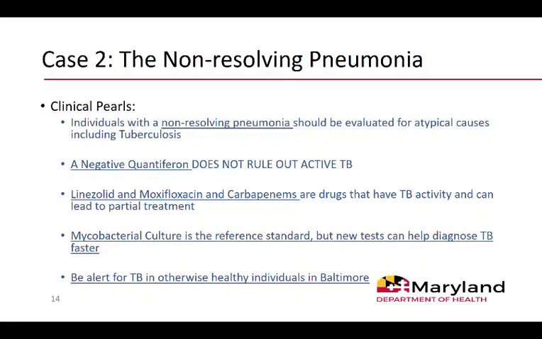This case also illustrates the fact that conventional antibiotics can sometimes have activity against mycobacterial pathogens. Linezolid, moxifloxacin, and carbapenems are all drugs that do have TB activity and can lead to partial treatment. And in many cases, this can lead to delayed diagnoses because clinicians can be fooled by the antibiotic response. Mycobacterial culture is the reference standard, but there are new tests that can help diagnose TB faster, which we will cover in the next few slides. It is worth remembering that one should be alert for TB in otherwise healthy individuals in Baltimore as well as in Maryland as a whole.